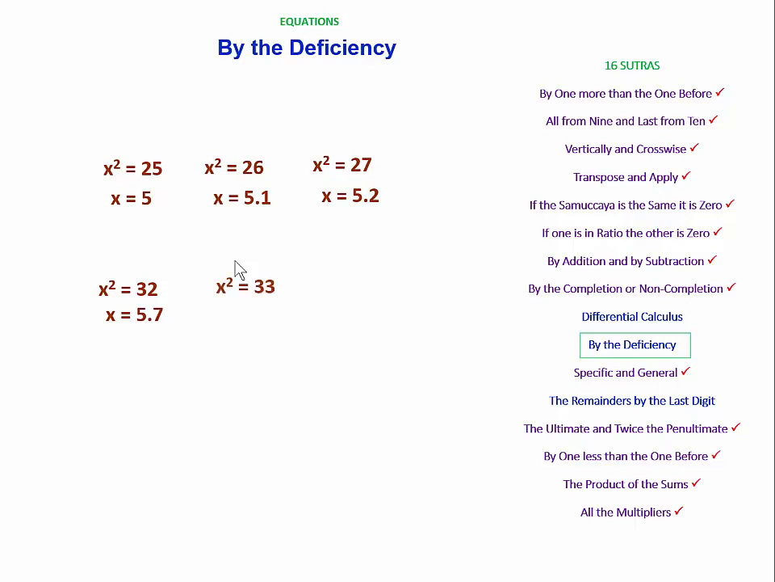X squared is 33, this is now getting close to the square number 36, and it's actually 3 below 36, so we would need to take 3 off of 6 in the tenths place and get 5.7. Similarly, if we've got x squared is 24, and 24 is 1 below 25, when it was 1 above 25 we had 5.1, here it's 1 below 25, so we get 4.9. And if x squared is 23, it's going to be 2 below, so we get 4.8.